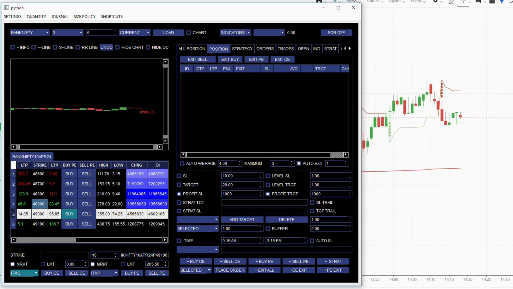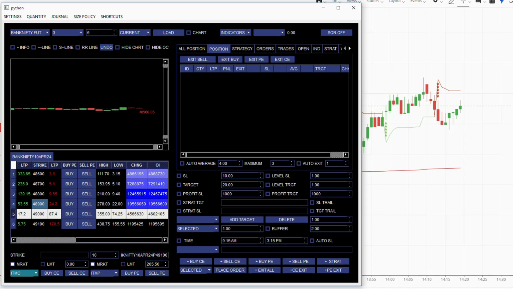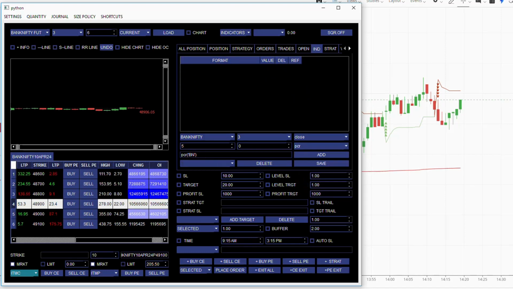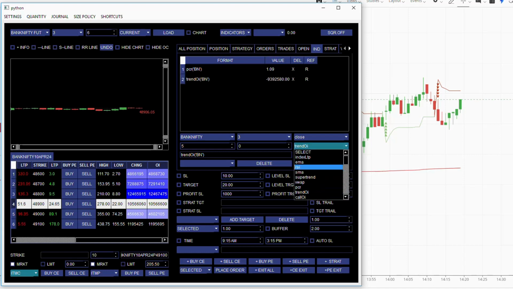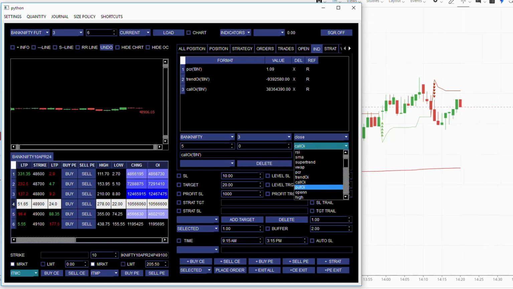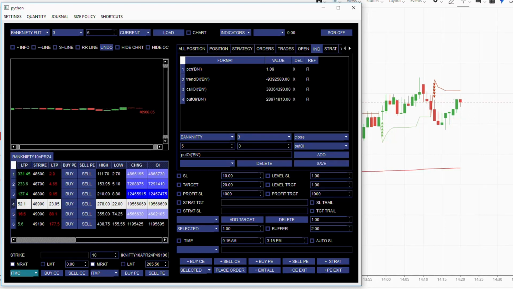In the indicator section we have added the PCR value. Okay, PCR of Banknifty. You can see the PCR here and trending OI here, and total change in call OI, total change in put OI. Okay, these are the new indicators added. You can use these indicators in your strategies.